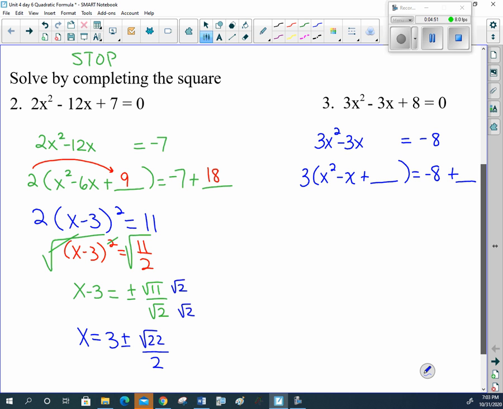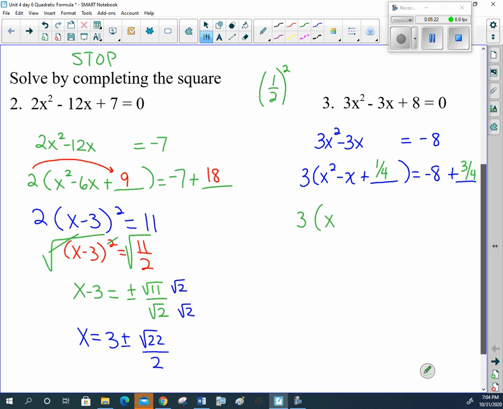And now we're ready to find out what c is, the new c. So we're going to take half of 1. Well, half of 1 is a half. And when you take a half and square it, that's going to give you 1/4. Now, when I multiply 3 times a fourth, that's going to be 3/4. Okay, we're going to write that as our binomial squared.